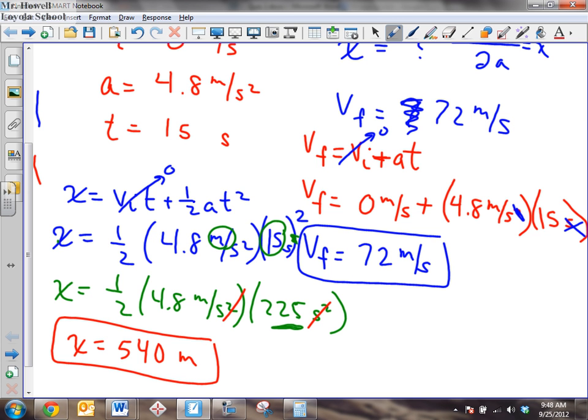So the speed is the velocity, and then the length of the runway. So this is the speed before liftoff, very good, and this is the length of the runway. Okay? Again, speed before liftoff is VF, X is the length of the actual runway itself.